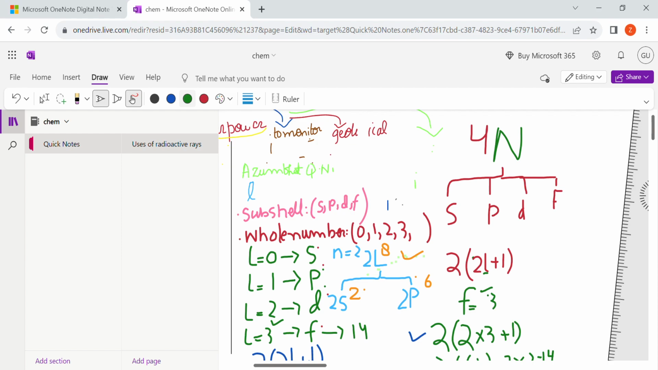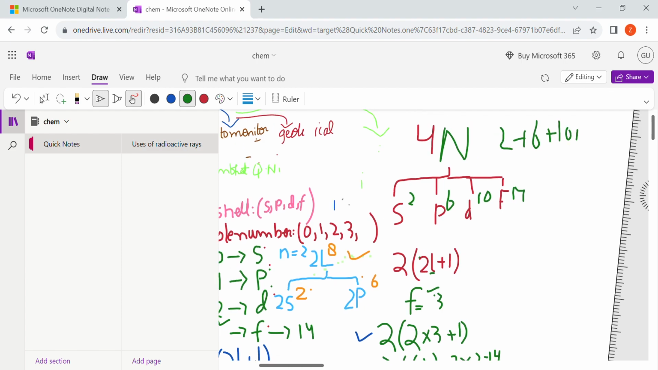We know that S के अंदर we have total 8, P के अंदर we have discussed 6, and in D we have discussed 10, and in F we have discussed 40. So we're gonna add 6, 14, 10 plus 14, that would be 32. And this is the total amount of electrons present in the N shell. ठीक है. I hope that is clear.